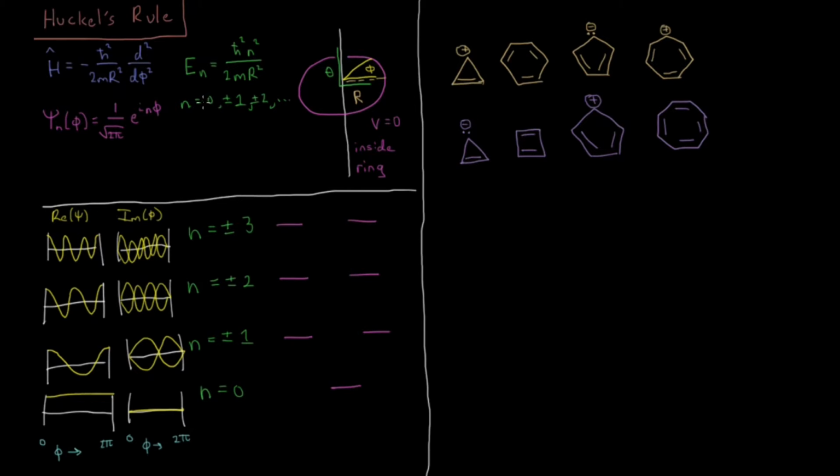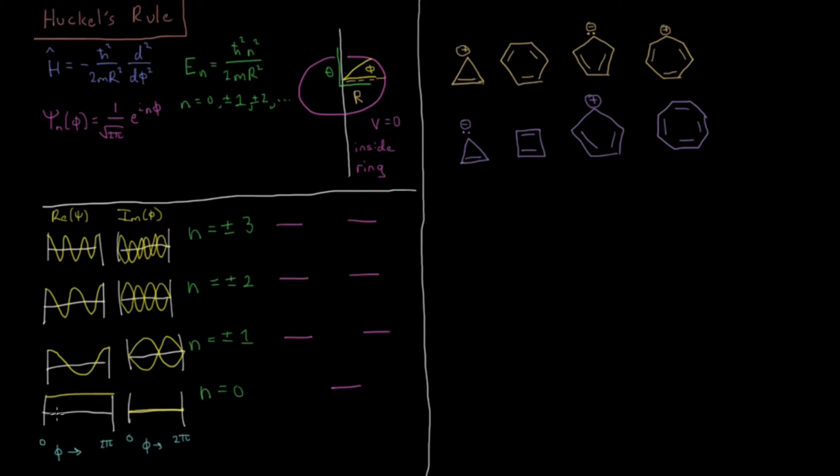And these integers can be 0, plus or minus 1, plus or minus 2, all the way up to plus or minus infinity. So we get 2 degenerate energy levels at each absolute value of n once we go beyond the ground state, n equals 0. And our wave functions, psi n of phi, are a normalization constant times a complex exponential.